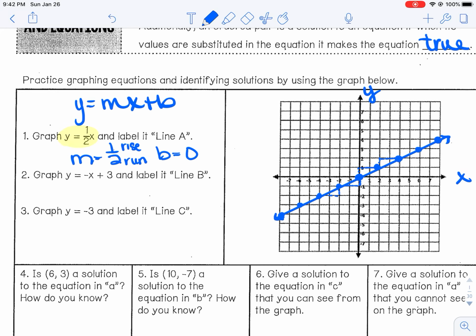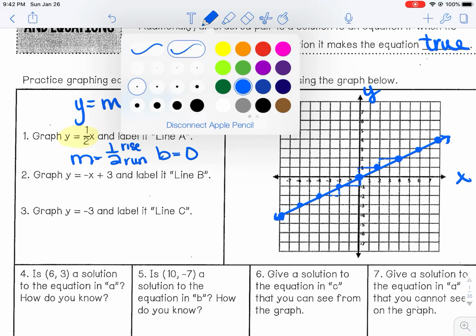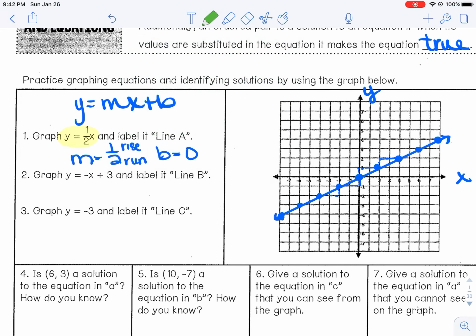The next line, it says we are going to graph y equals negative x plus 3. I want to write that a little better, and I'm going to change my color too so you can see all the different lines on there. I'm going to write this as y equals negative 1x plus 3. In this case, our slope is negative 1, but our slope needs to be in the format of a fraction, so I'm going to make it negative 1 over 1, and b is equal to 3.